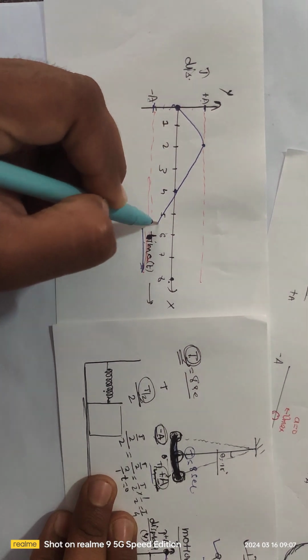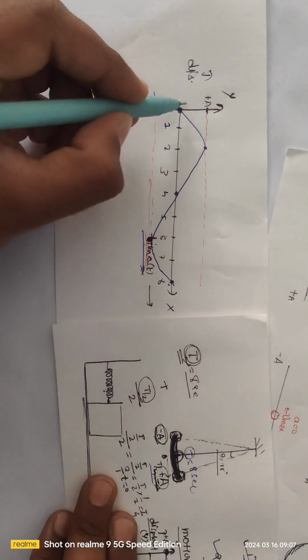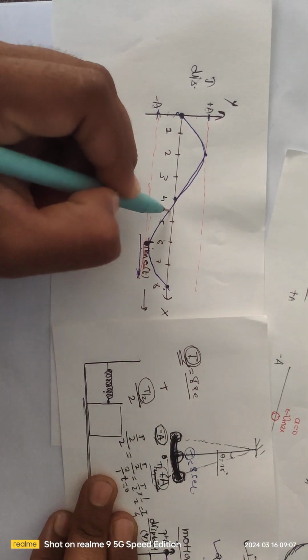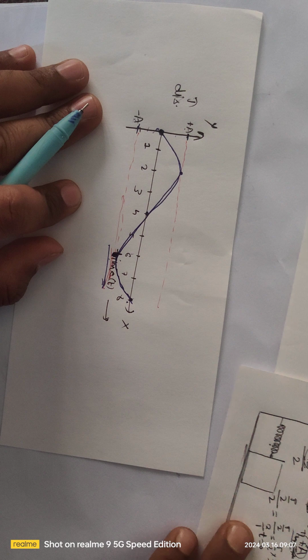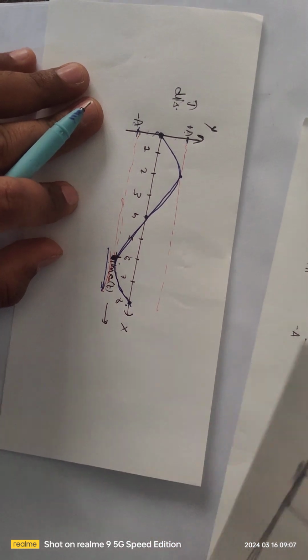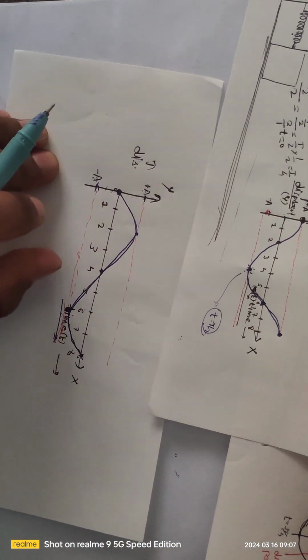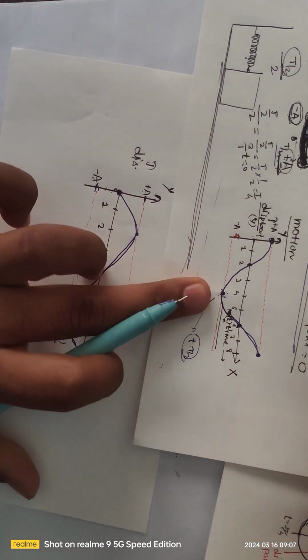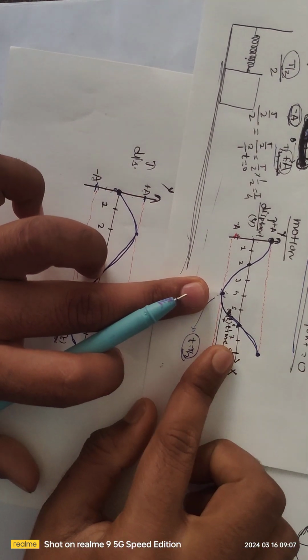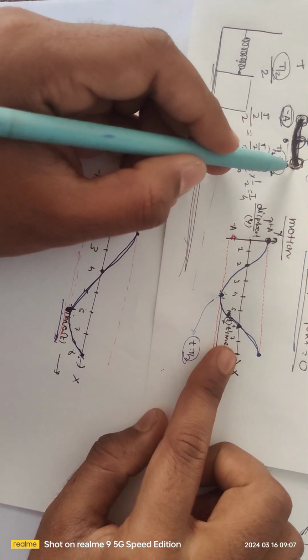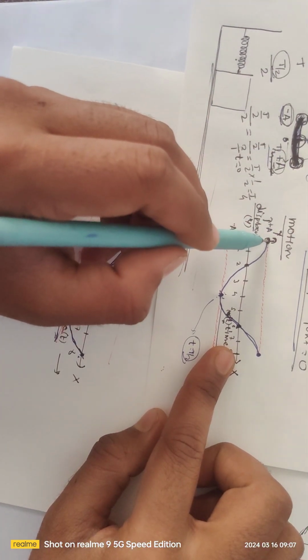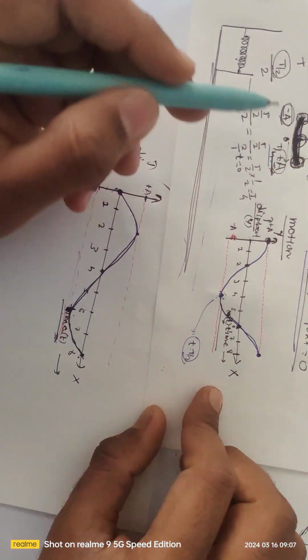So here the wave will become like this. Okay, so we got two graphs. If we start from maximum, then the graph will be shown like this.